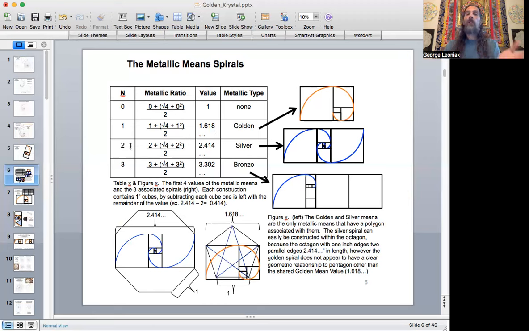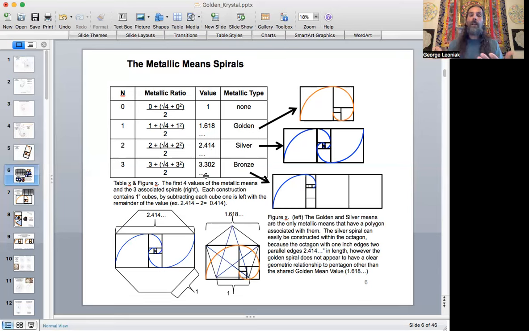The silver spiral, if you plug in the same formula, it always has the square root of 4. So we're going to say 2 squared plus the square root of 4 plus 2 divided by 2. That gives you 2.414, the bronze spiral, and you can continue on and more.